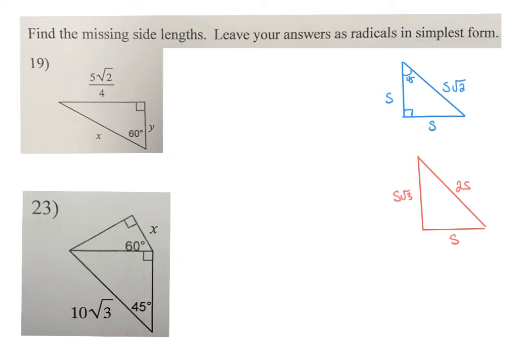If I have the long side, divide by the square root of 3 to get the short side. All right? If I have the hypotenuse, divide by 2 to get the short side. All right? So that's what we're doing here.